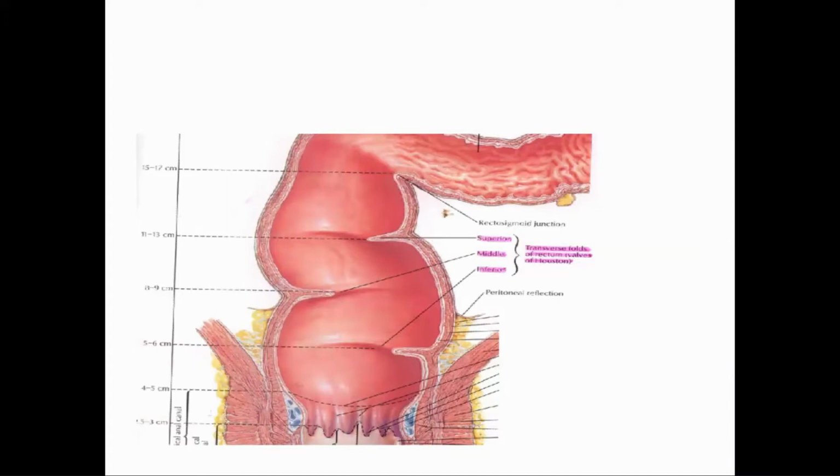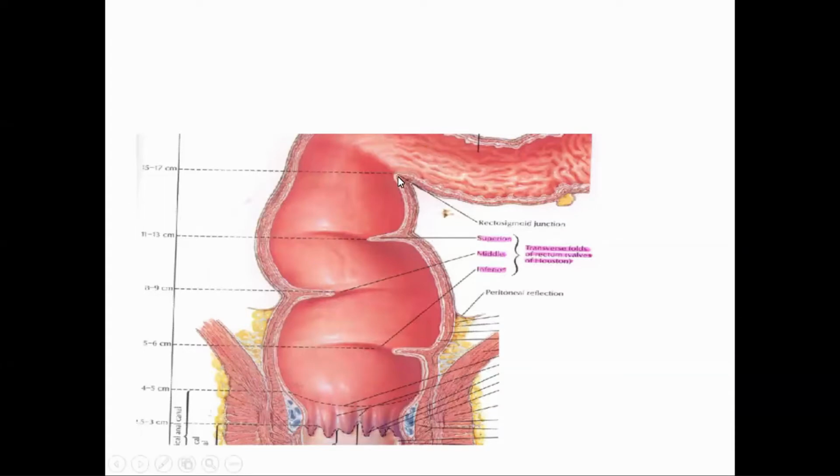Understood? There are three lateral curvatures: upper, middle, and lower. The upper and the lower curvature are present in the right lateral wall of the rectum, whereas the middle curvature is present in the left lateral wall of rectum.